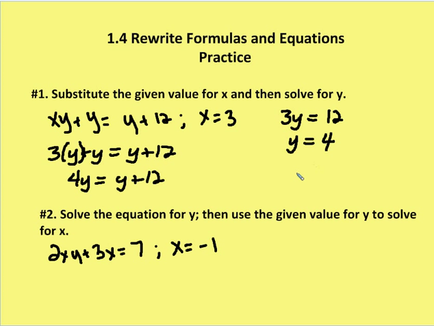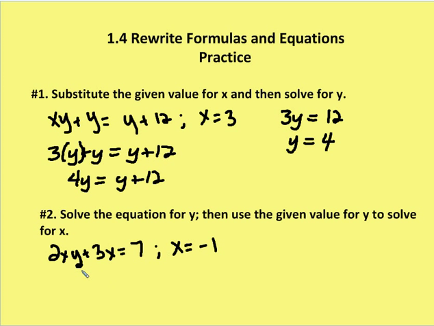In the second question, we're asked to solve the equation for y, then use the given value for x to solve for y. So what we want to do first is solve the equation for y, isolate y, and then solve. Now it would be much simpler in this case just to go ahead and plug in the value for x and then solve. But what the book wants us to do is to rewrite the equation first. So that's what we're going to do.